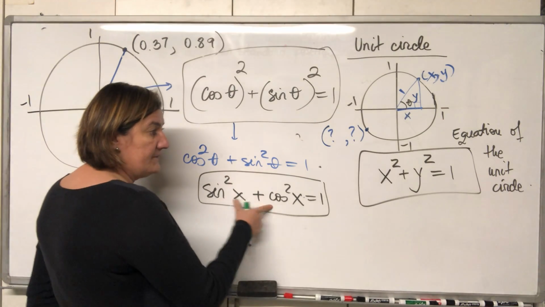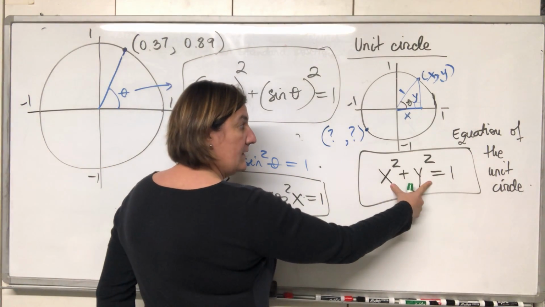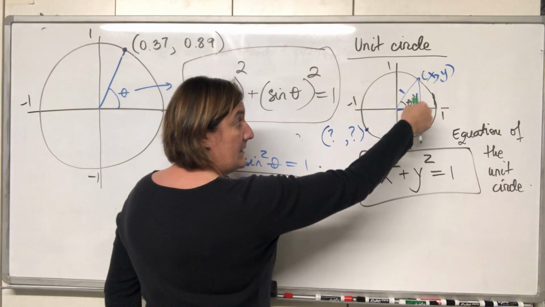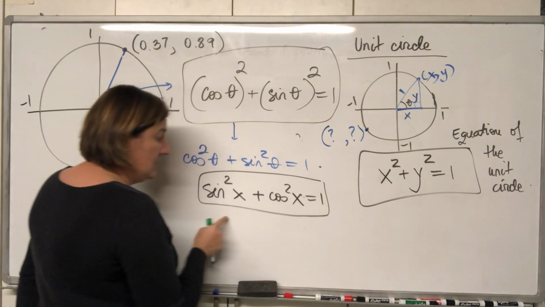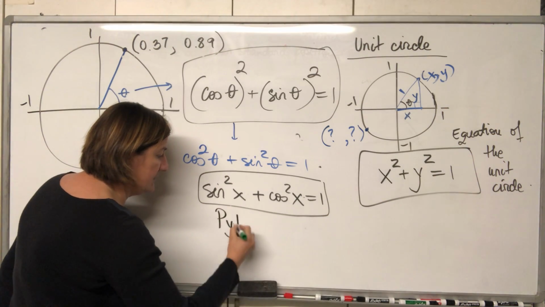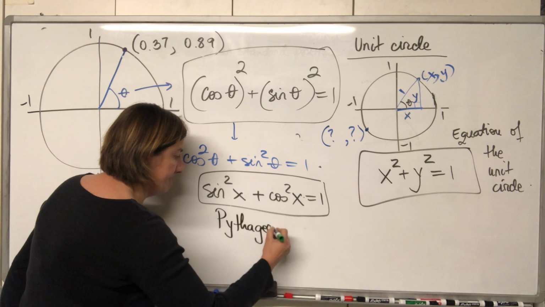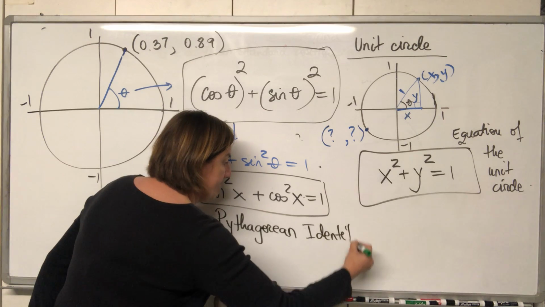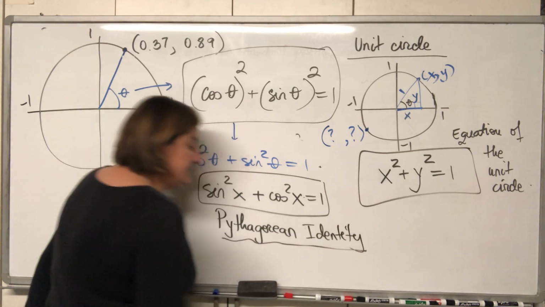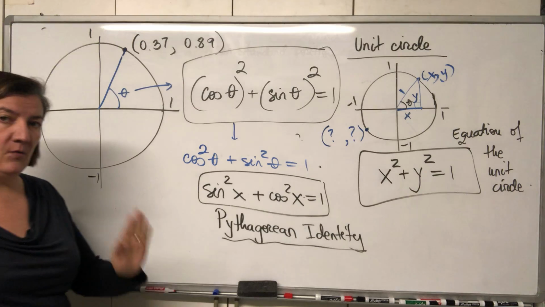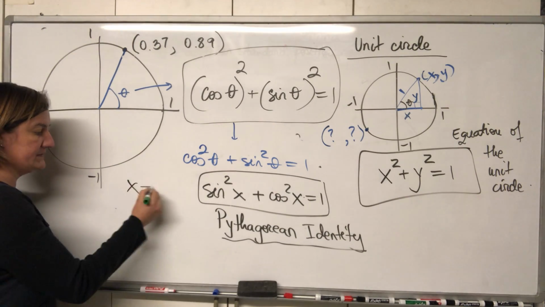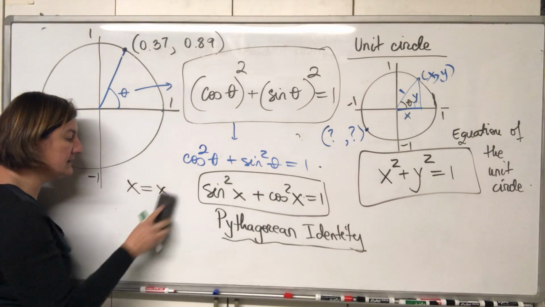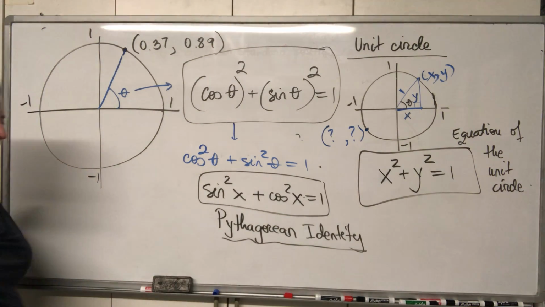Well, where did that come from? It came from this equation. Where did this equation come from? The fact that we drew this triangle and we used Pythagoras theorem for it, which is why this is called the Pythagorean identity. Now, an identity is simply an equation that's always true. Something like x equals x, yeah, that's always true, no matter what you plug in for x, right? So it's kind of like a formula, yes.